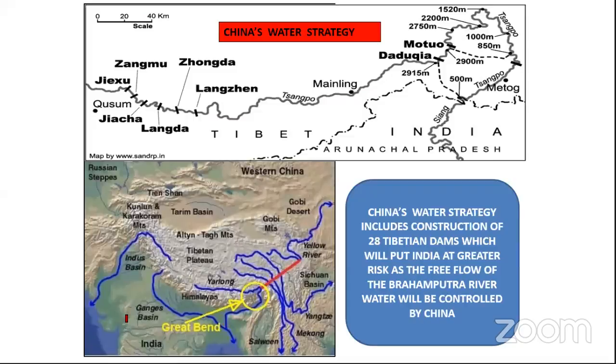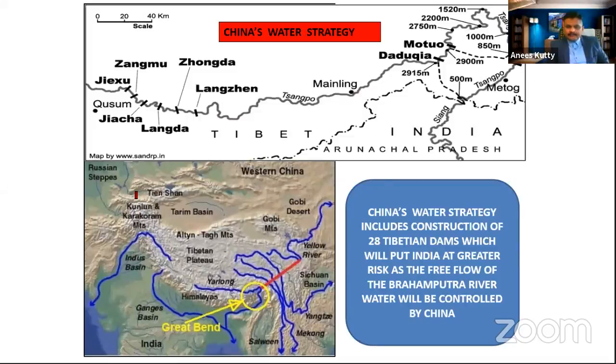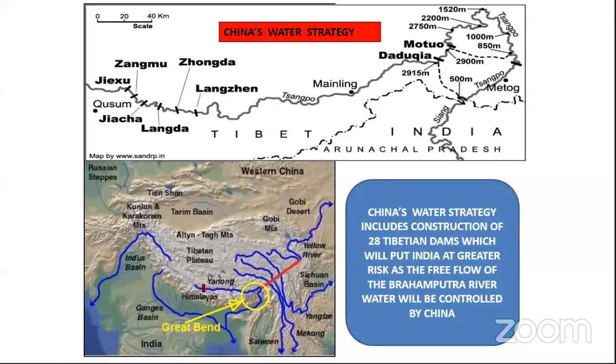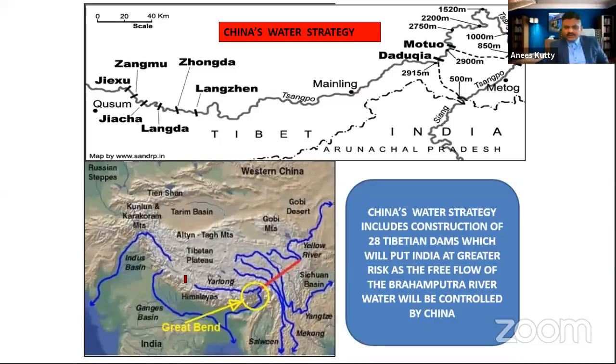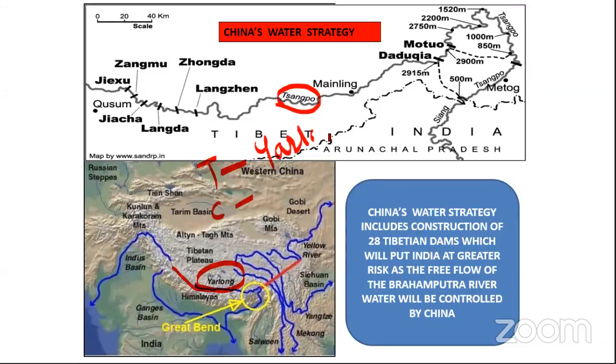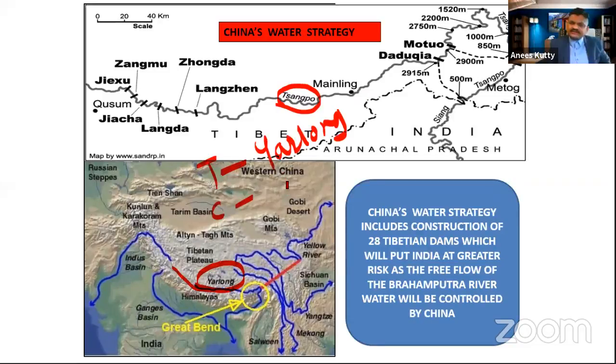Now, if you go through this river, just see the river. The Brahmaputra river is known by different names. Again, I repeat: in Tibetan language, it is known as Yarlung, but in China, it is known as Tsangpo. This Brahmaputra river has three names. In Tibetan language, it is known as Yarlung. In China, it is known as Tsangpo, where the T is silent.